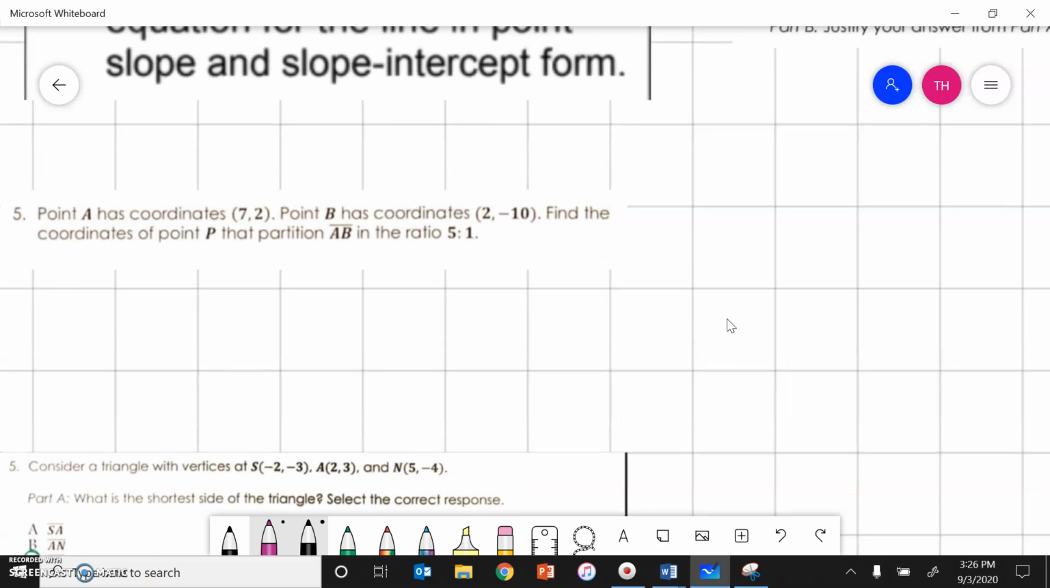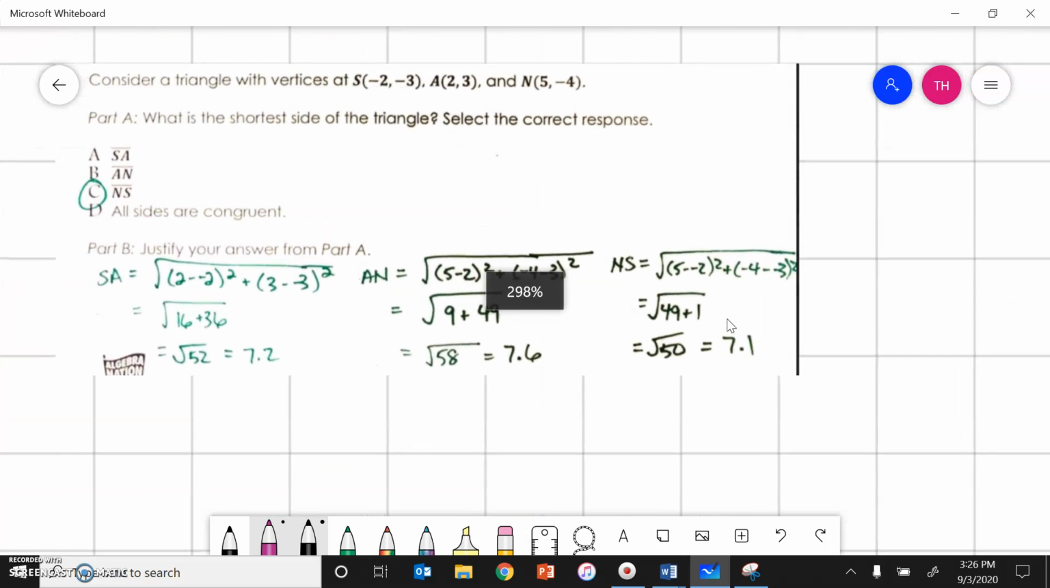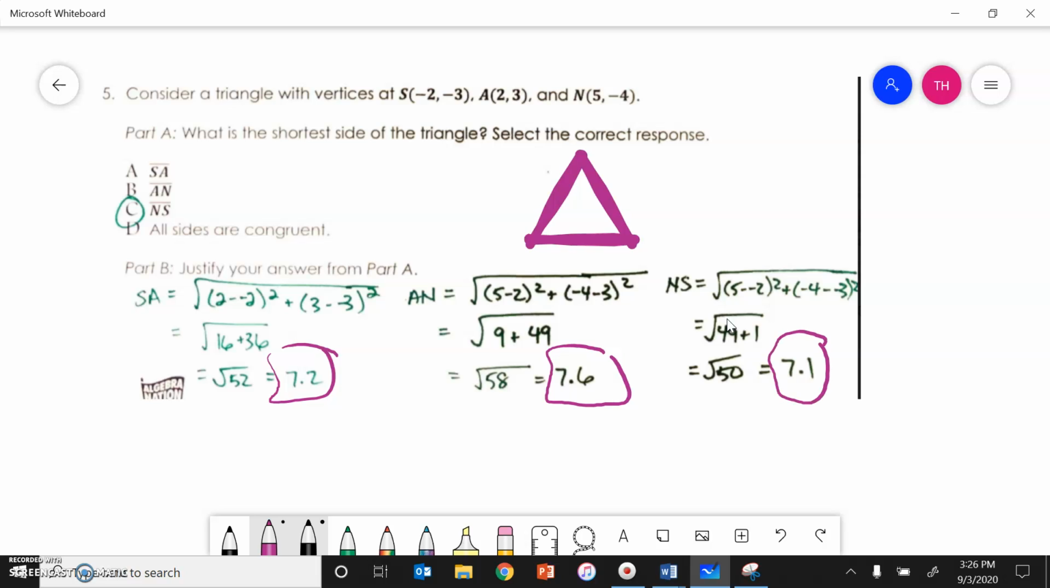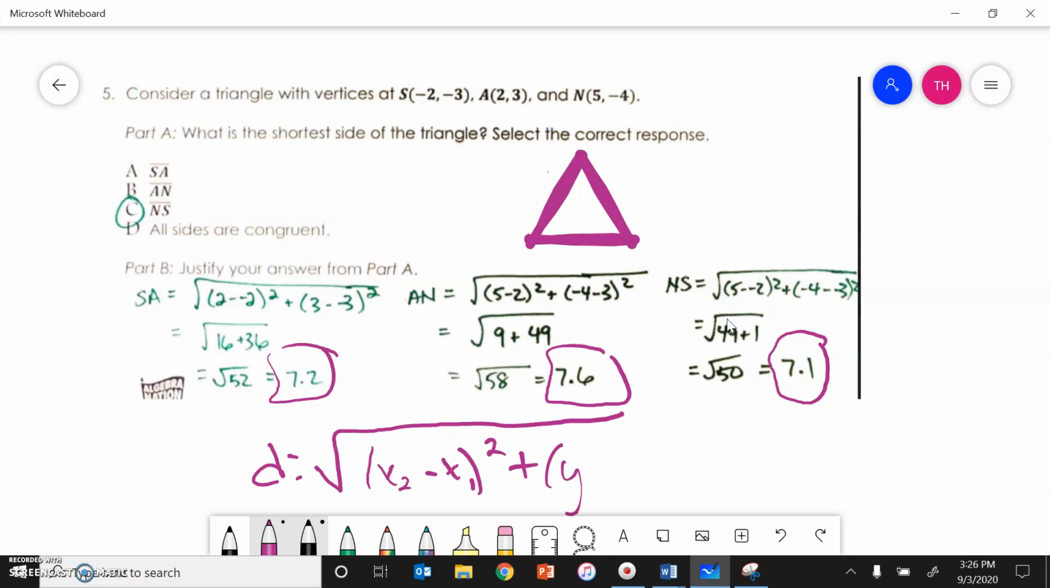Okay, and that's what we did down here. Okay, same problem. Again, you have that triangle, and they found the length of segment SA to be 7.2, the length of segment AN to be 7.6, and the length of segment NS to be 7.1. So using the distance formula, again, the distance formula says D equals the square root of x2 minus x1 squared plus y2 minus y1 squared. Okay, that's how we found that problem.